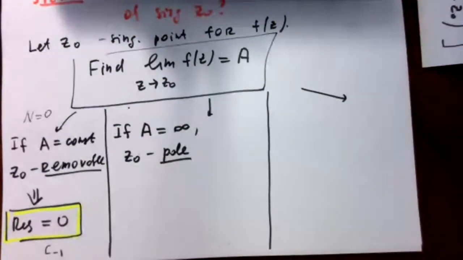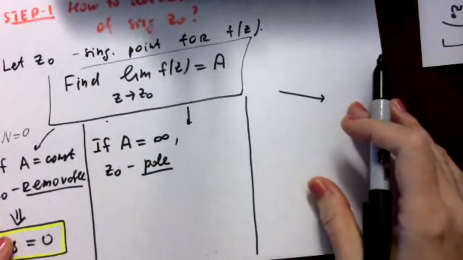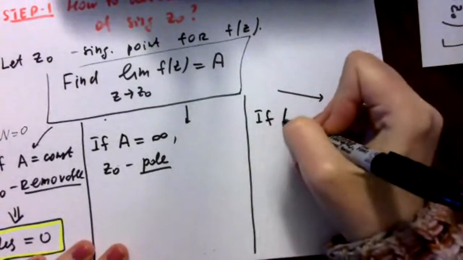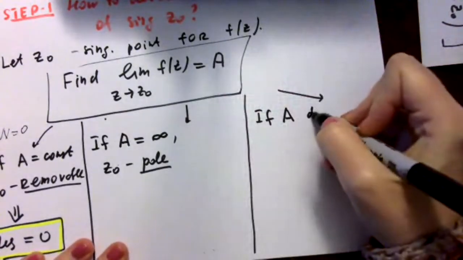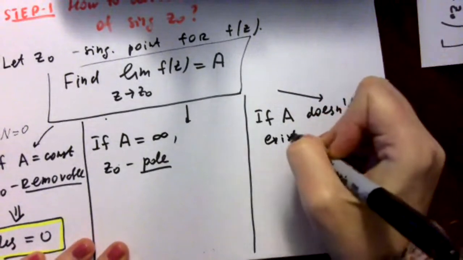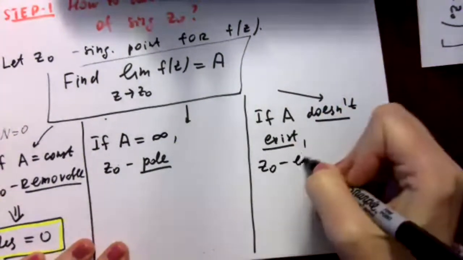And the third case should definitely be devoted to essential singularities, remember. So how to determine it? It turns out that if your limit doesn't exist, a very interesting phrase, then z0 is an essential singularity.